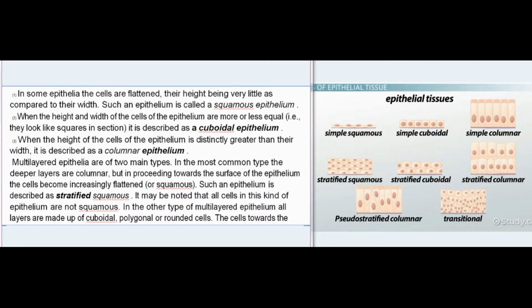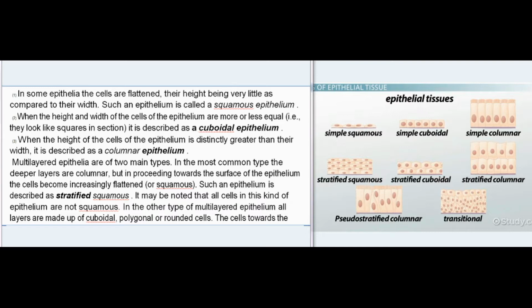2. When the height and width of the cells of the epithelium are more or less equal, i.e., they look like squares in section, it is described as a cuboidal epithelium. 3. When the height of the cells of the epithelium is distinctly greater than their width, it is described as a columnar epithelium. Multilayered epithelia are of two main types.